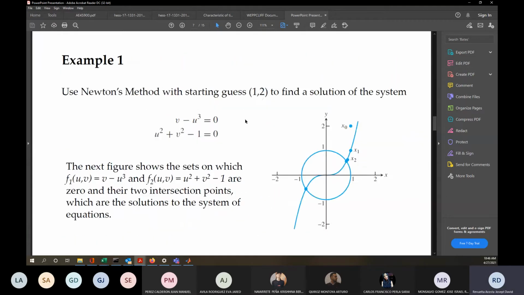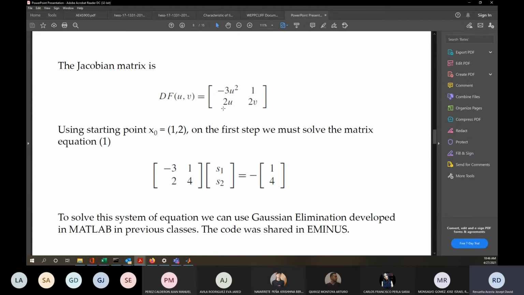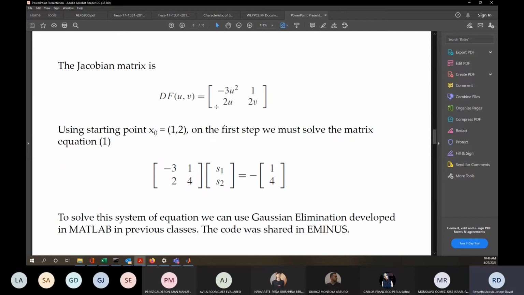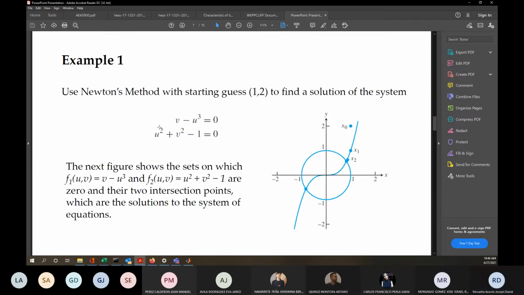So how do we do it? We obtain the Jacobian by deriving the system. So we have v plus u squared, so cubic u, sorry. And then we have u squared plus v squared minus 1 equal to 0. So if we want to obtain the Jacobian, for the first equation, equation number 1, give me the derivative with respect to u.